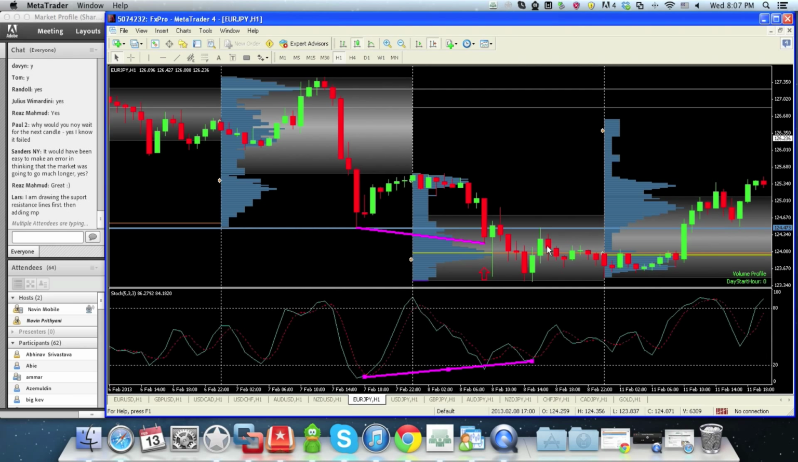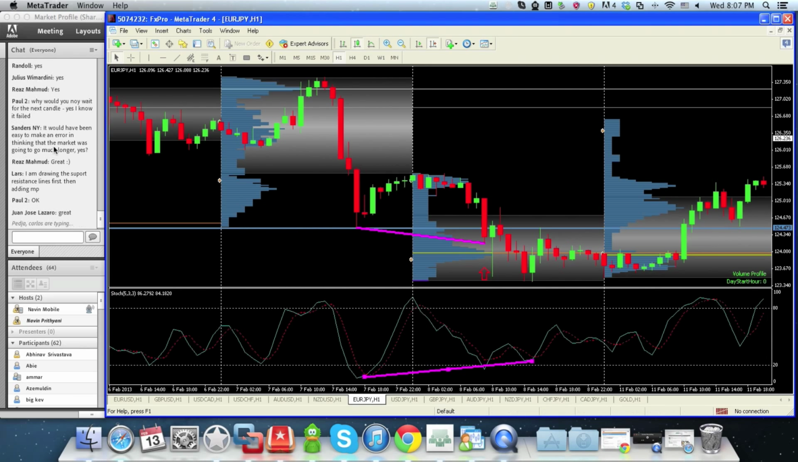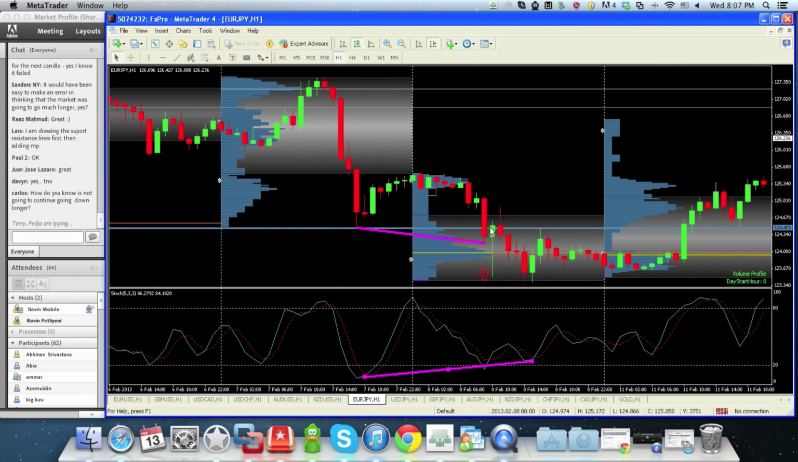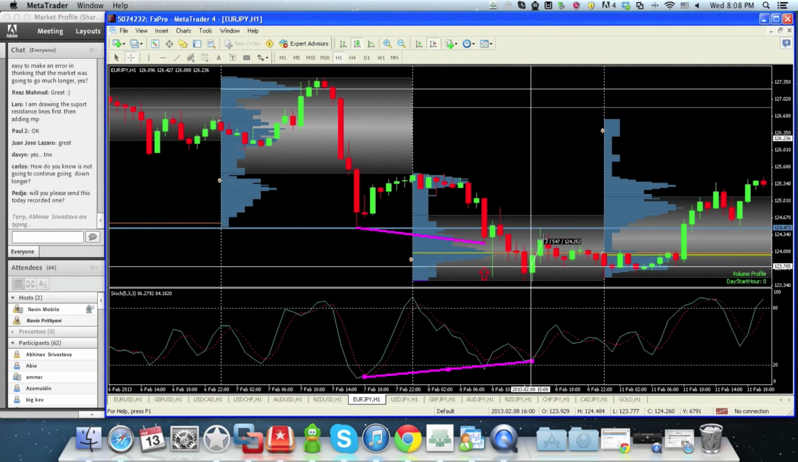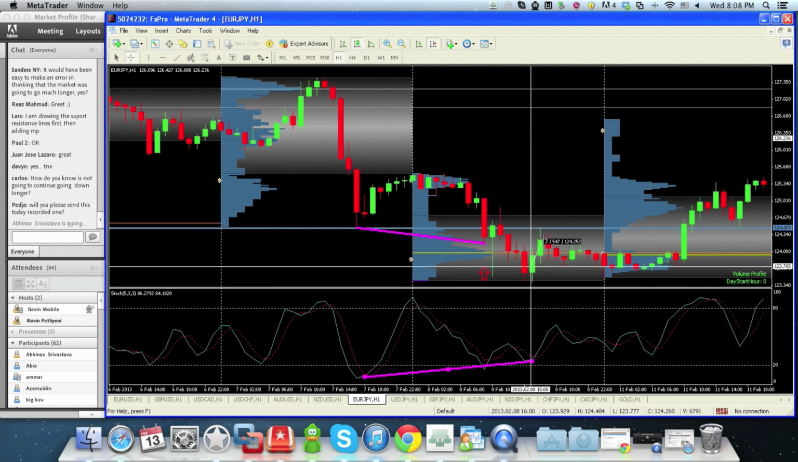It would have been easy to make an error in thinking that markets was going to go much longer, yes? Yes. Well, your first hint is when it actually tries to break through and it doesn't. That's your first hint to just stop. You have enough pips already made there. If you go from here to here, this was 78 pips pushing through, and then it comes back down and crosses here. That's 50 pips right there. 50 pips is sufficient, especially on one pair.